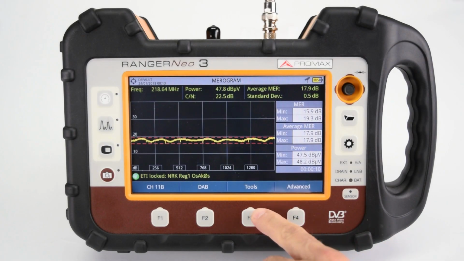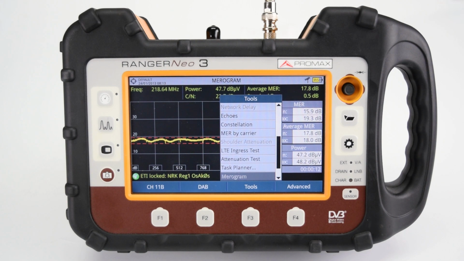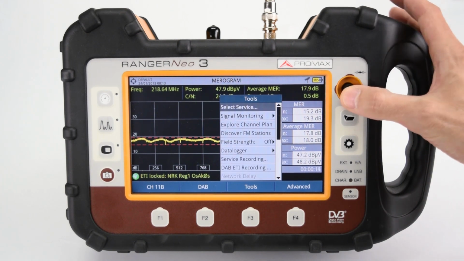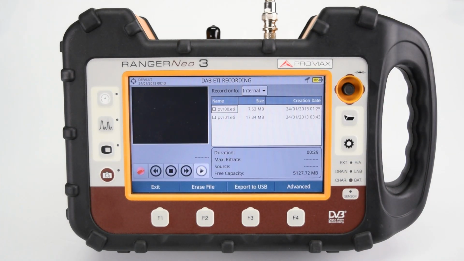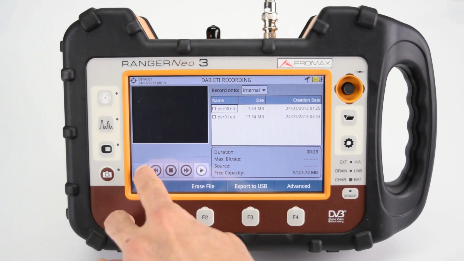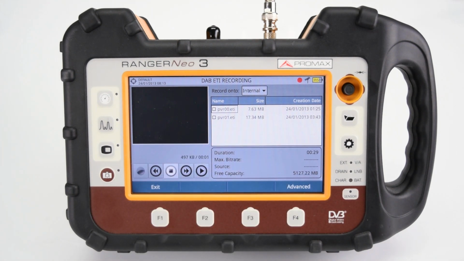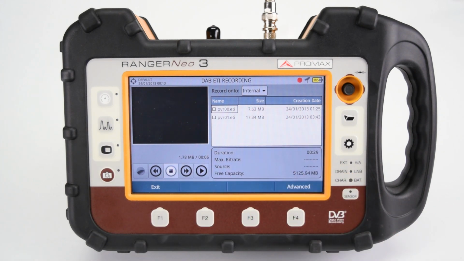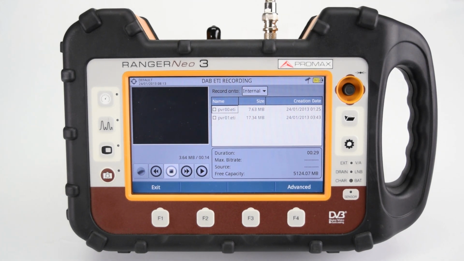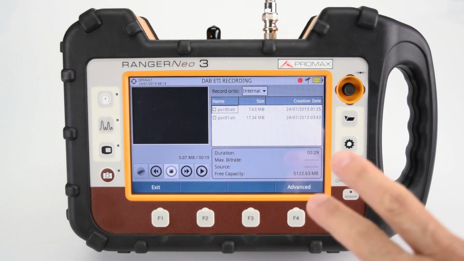One very interesting feature of this option is the possibility to record DAB ETI signal. Push the red button and we start recording. We can record onto the internal memory, but if we have a pen drive, we can also record on the memory stick, on the pen drive. This gives you a lot of flexibility. So what you have here on this top left corner while you record or play out an ETI is the slideshow.